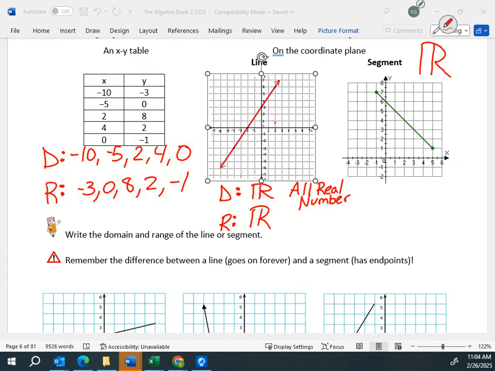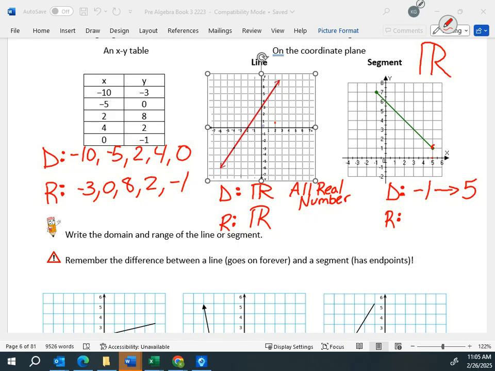Our segment, though, has a beginning and an end. So its domain and range are very specific. For my domain, I'm going to pick my first X, which is -1. And I'm going to draw an arrow, and guess what my arrow is going to go to? What do you think, David? It's going to go to 5. Yeah, it's going to go to that ending point at 5.